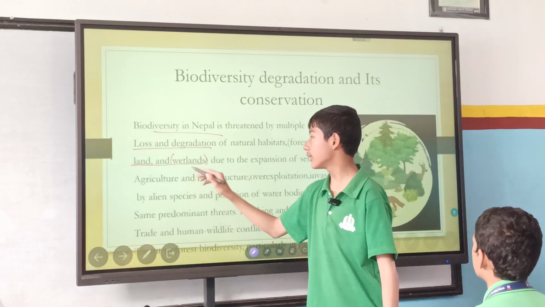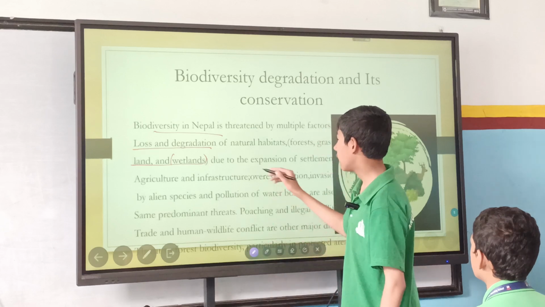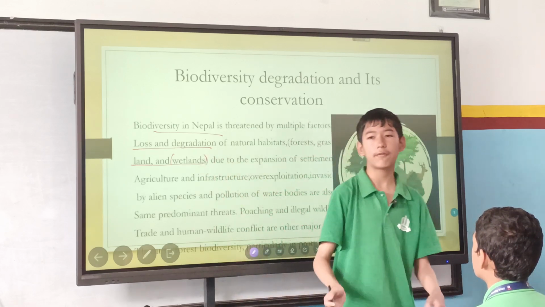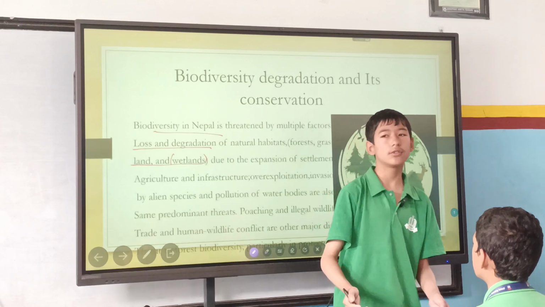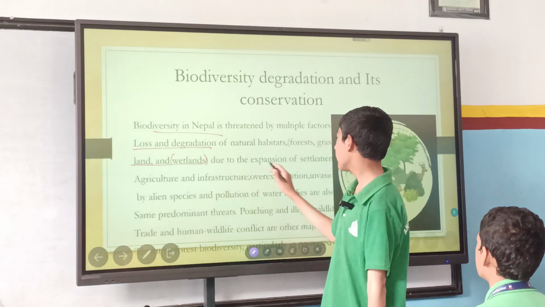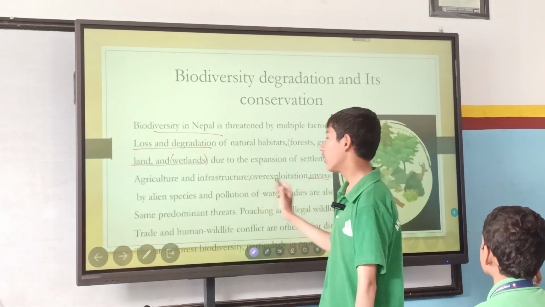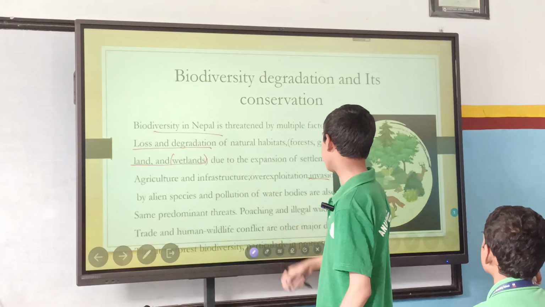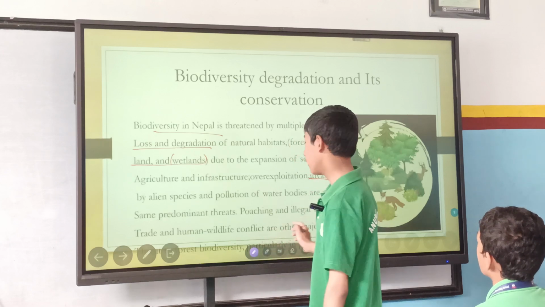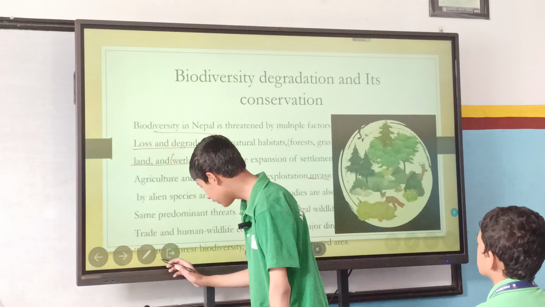And while talking about wetlands, wetlands are wet places like ponds. In wetlands, there are a lot of nutritious things, or insects, found there, by which the organisms which live there can feed their offspring nutritious food. Due to the expansion of settlement, agriculture, and infrastructure, overexploitation, invasion by alien species, and pollution of water bodies are also predominant threats. Poaching, illegal wildlife trade, and human-wildlife conflict are other major direct threats.